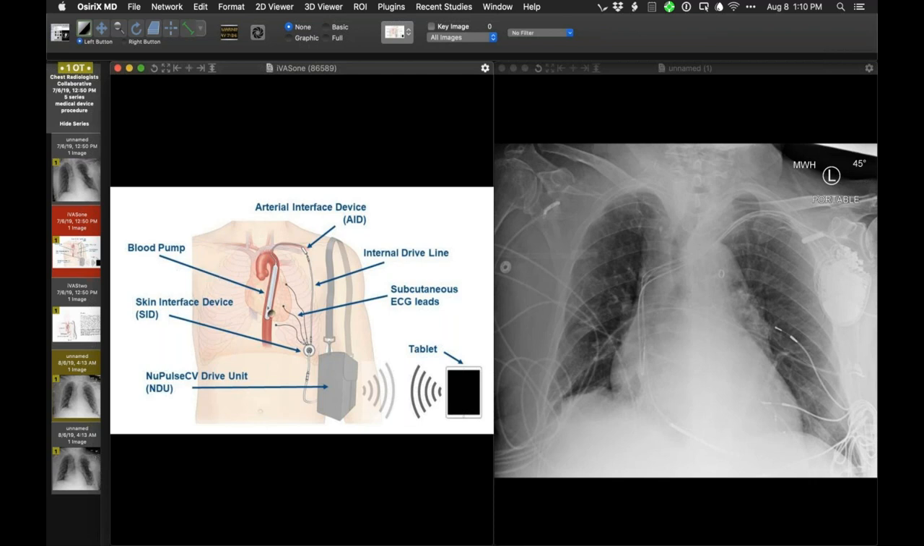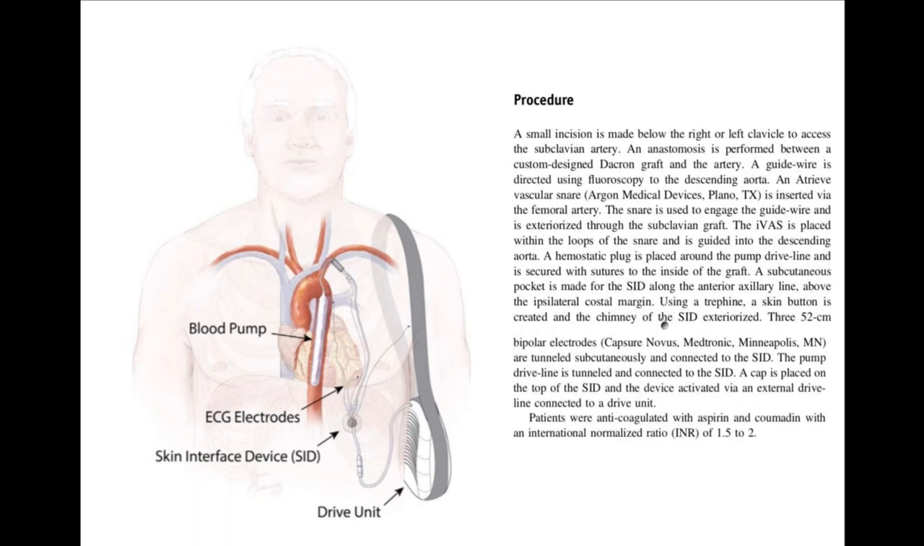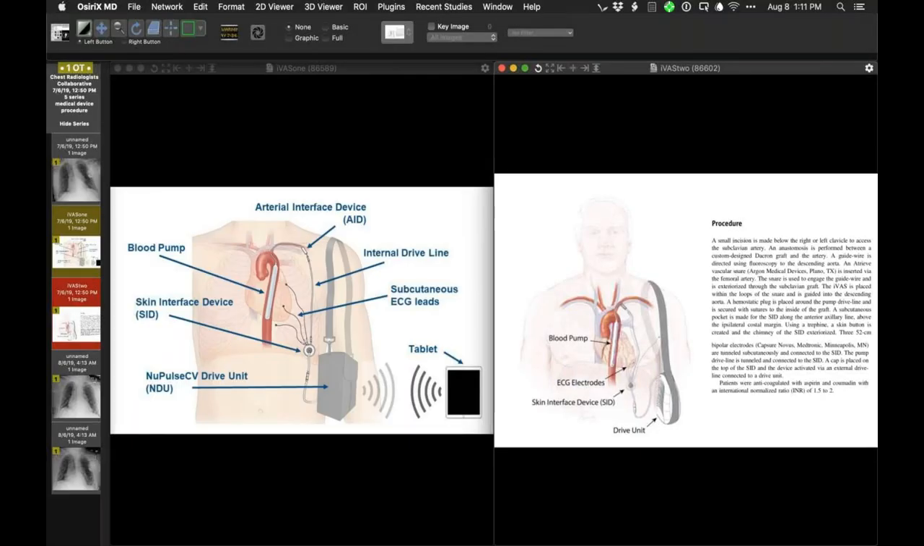We have the balloon. We have the device that is inserted via axillary or subclavian. We have subcutaneous leads, an internal drive line, some electronics, and this whole drive unit and battery, presumably. This image really shows the same thing, but kind of describes it, so those of you watching the video online can pause for a moment just to read how this thing is put in via a small incision, access to the axillary or subclavian artery, and so on and so forth. So it's an interesting presumed alternative, for example, to an LVAD device, but a counterpulsation device.